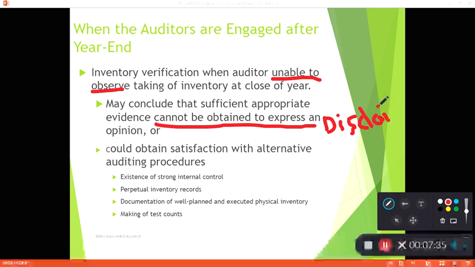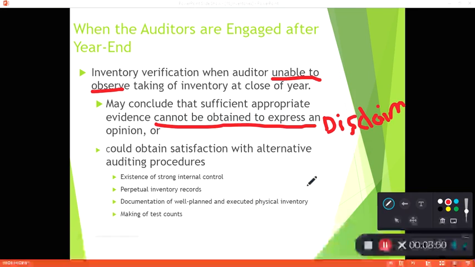This is tricky. All right, so I'll disclaim there. But basically, in the opinion, saying, look, we were engaged after year end. Maybe they fired the auditor from last year, and they didn't hire us until after they did their physical inventory count. We're not going to be able to express an opinion on the inventory and the related accounts like cost of goods sold, right? And so that's a possibility.